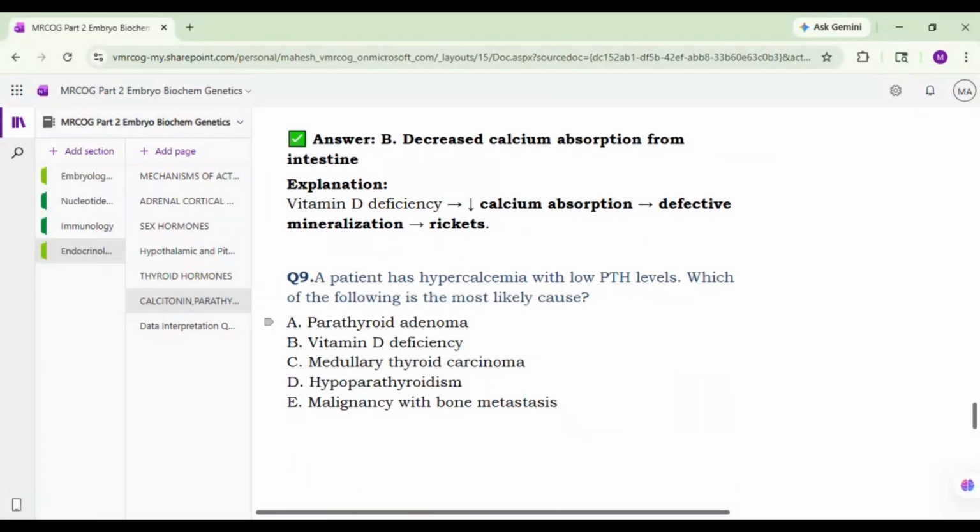Next. A patient has hypercalcemia with low PTH levels. Which of the following is the most likely cause? Parathyroid adenoma, vitamin D deficiency, medullary thyroid carcinoma, hypoparathyroidism, and malignancy with bone metastasis.